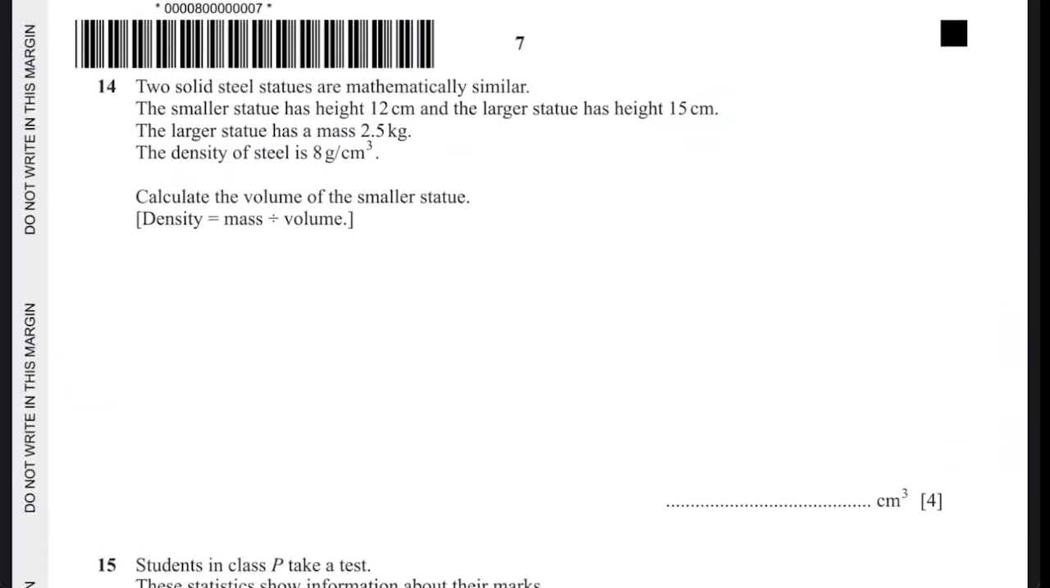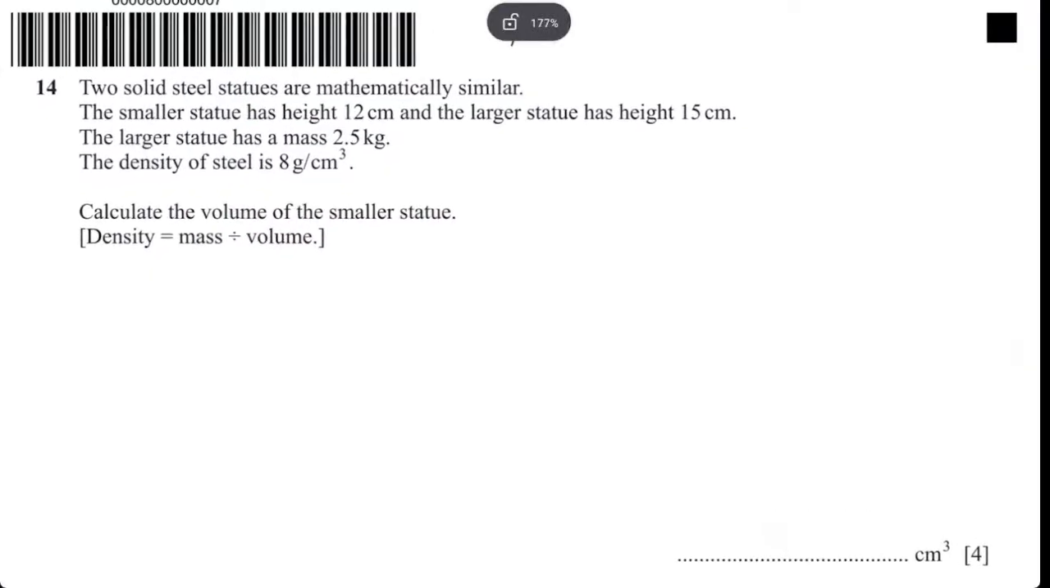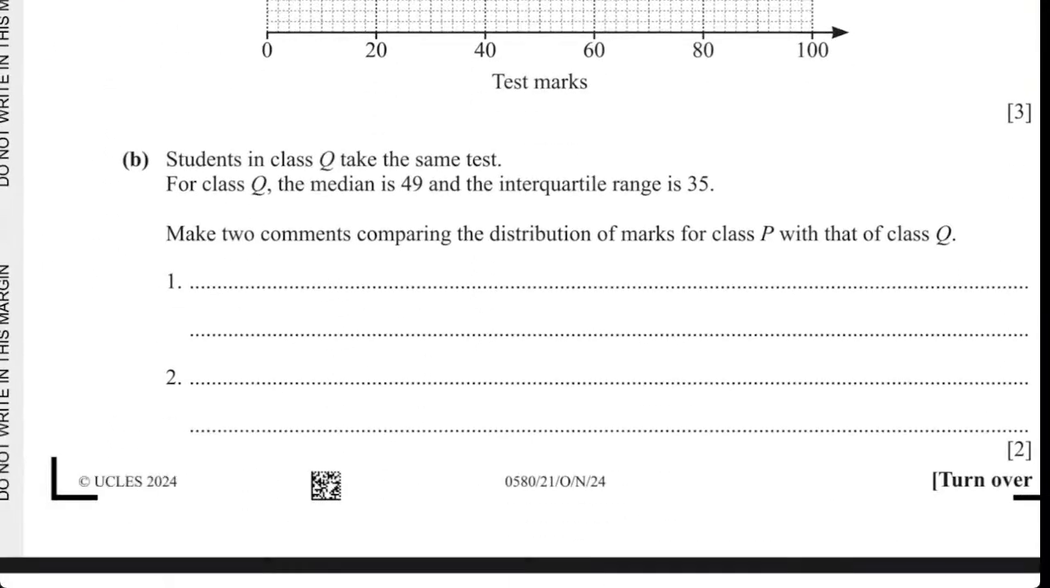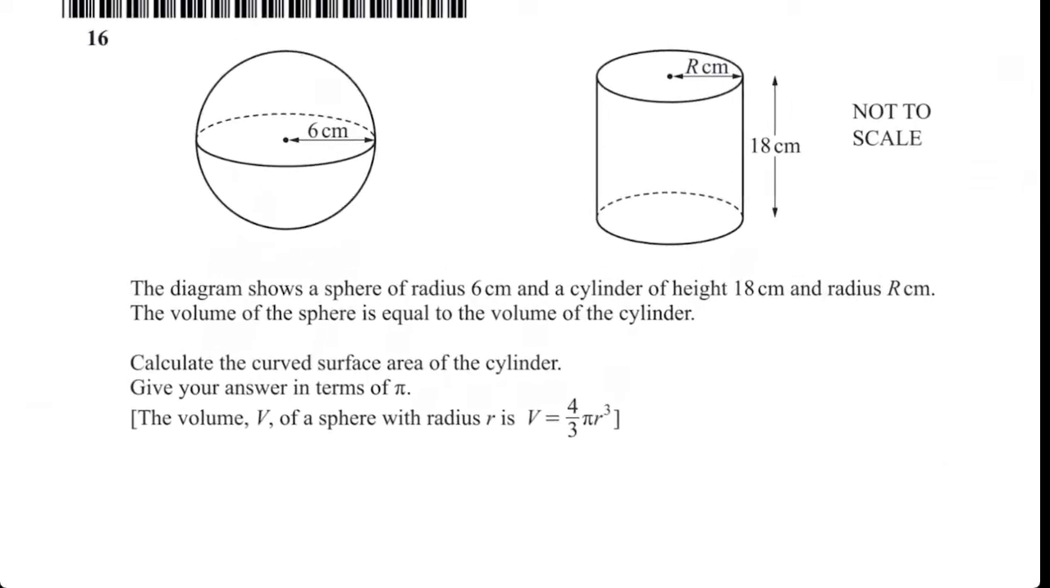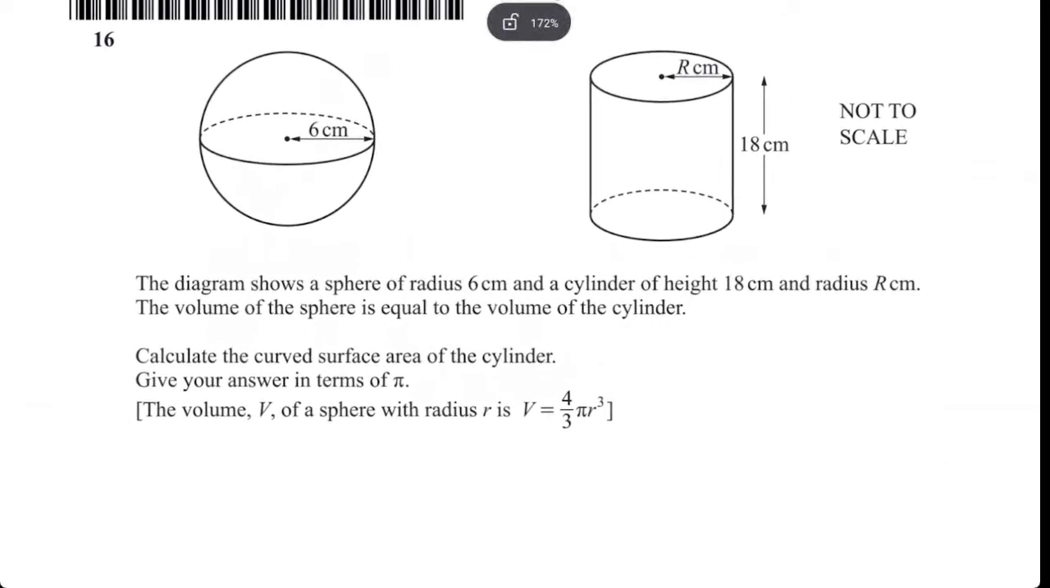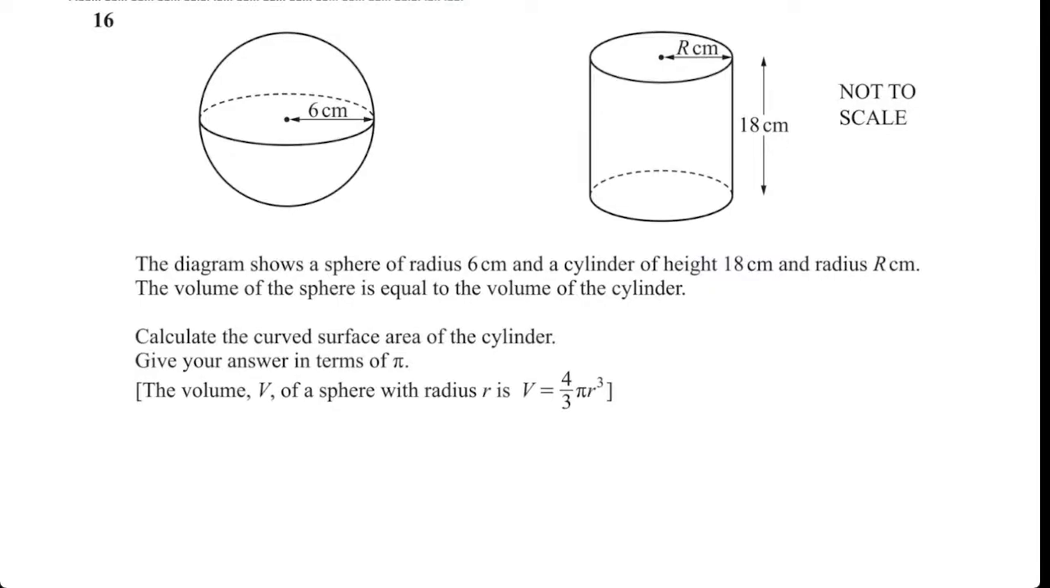This is similarity and congruency. It's not what we need right now. Here is one. They give us a sphere and a cylinder. And okay, that's not a problem. What does the question say? That whatever the diagram shows is not important.